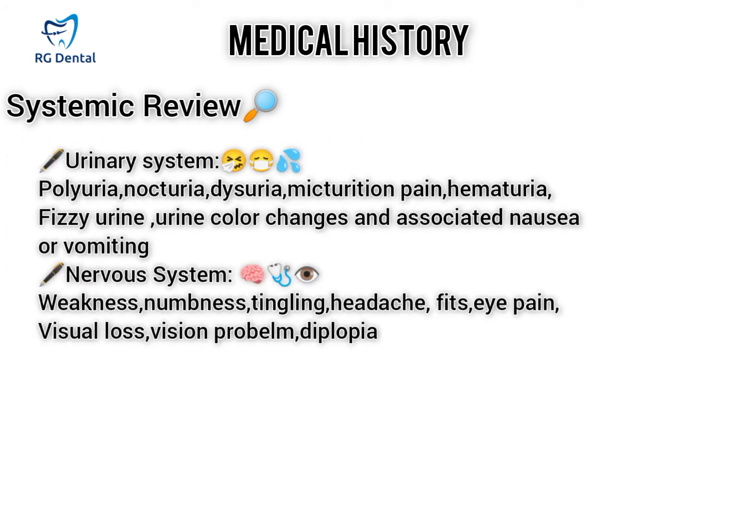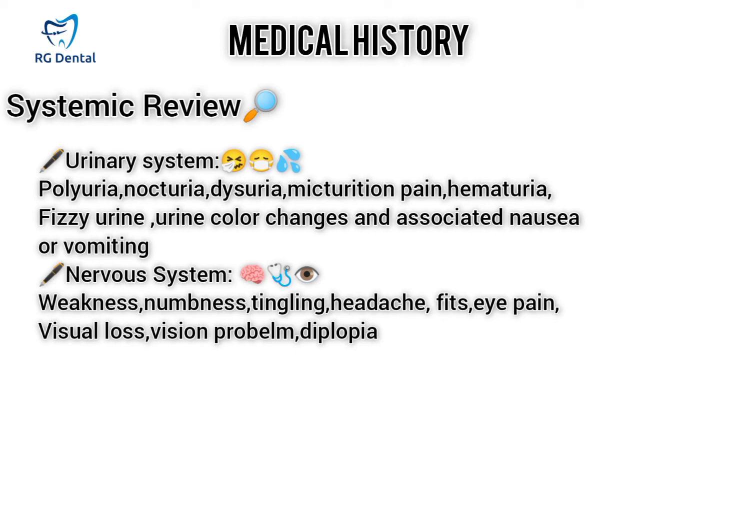In the urinary system you have to ask the patient, what is the color of your urine, or any fizzy urine, or pain on micturition, polyuria or oliguria history or not, nocturia or not, or any vomiting, any nausea history or not, hematuria history or not. These are the questions from the urinary system.